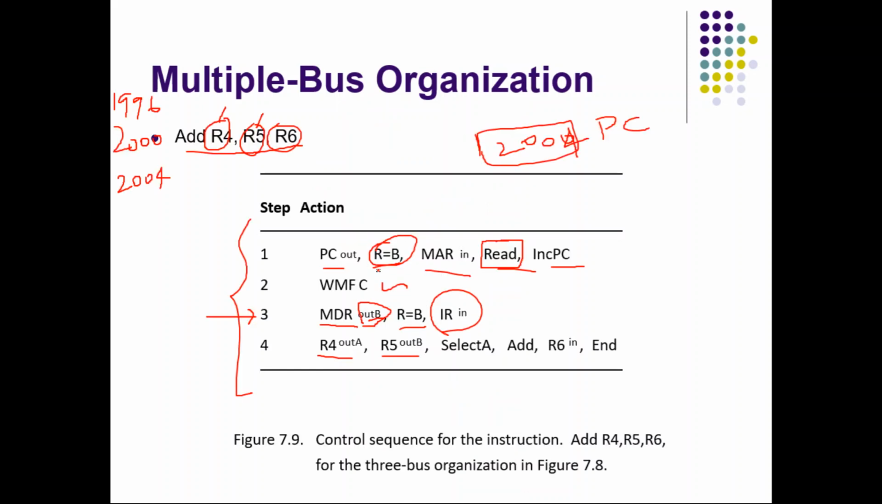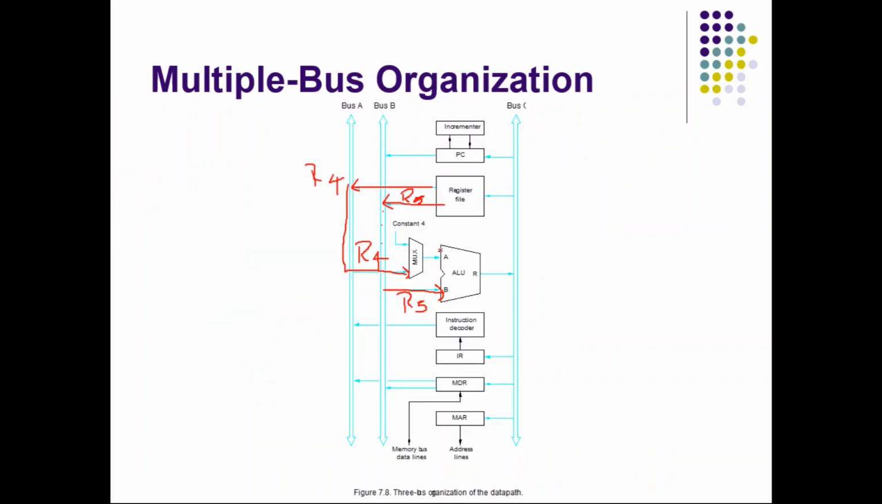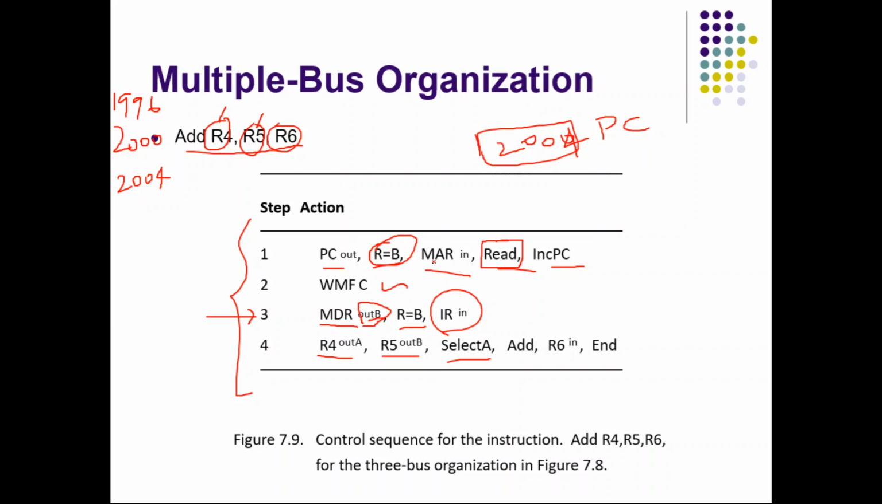Now we have to add. Before adding we are saying select A. Why are we selecting A? Because the multiplexer can take either a constant or this A from bus A. So we are saying select A means the content of bus A will be selected. That will be available through the A input of the ALU.